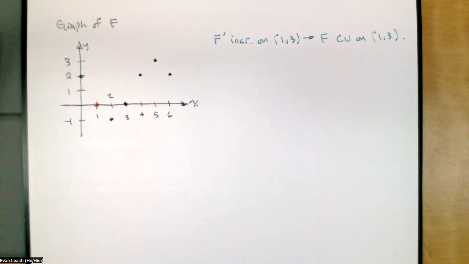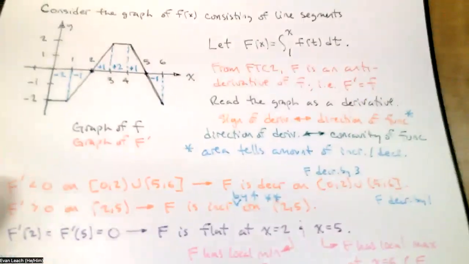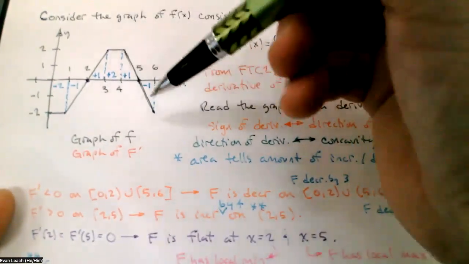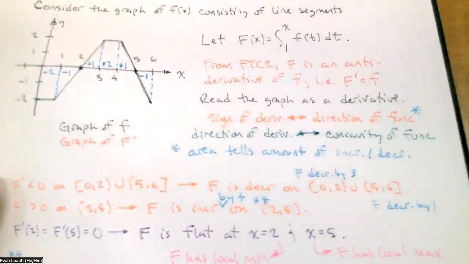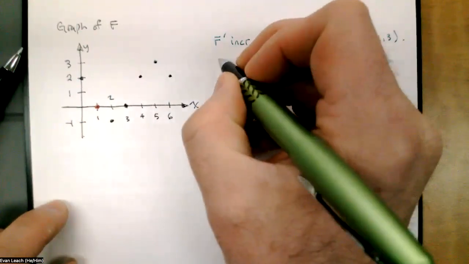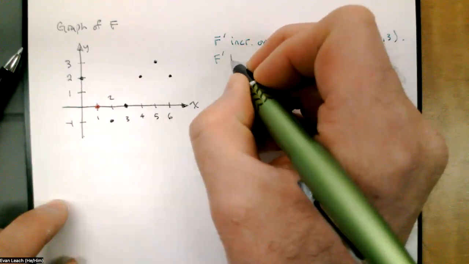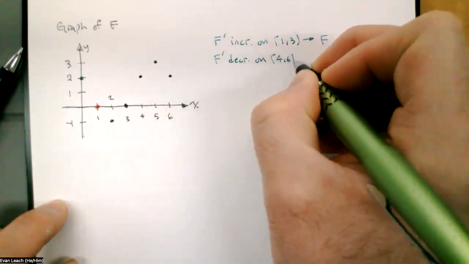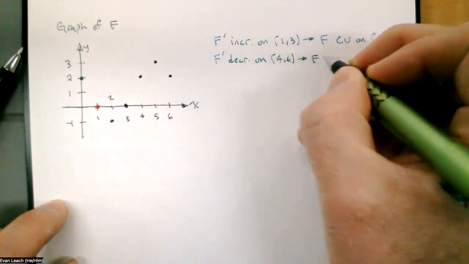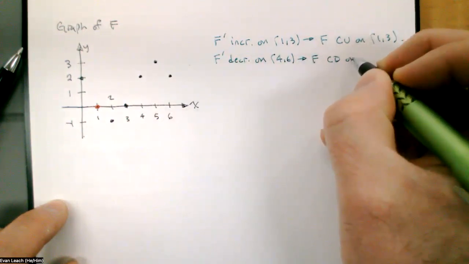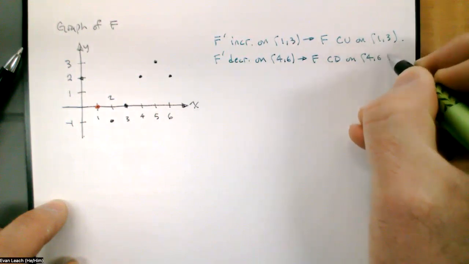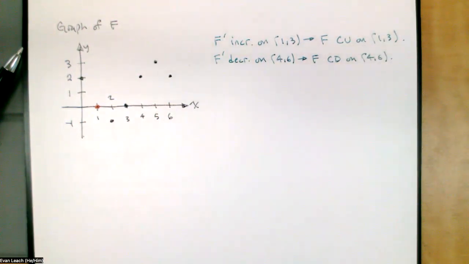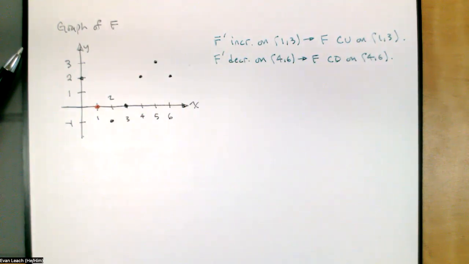The other thing that we note on the graph is that our derivative is decreasing on the interval from 4 to 6. So our derivative, capital F prime, is decreasing on the interval from 4 to 6. So that tells us capital F is concave down on the interval from 4 to 6. That fits with the local maximum that we're going to be trying to draw at 5.